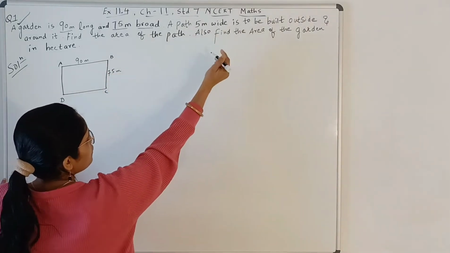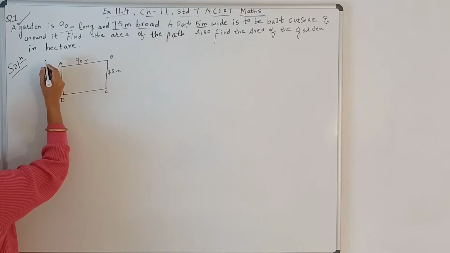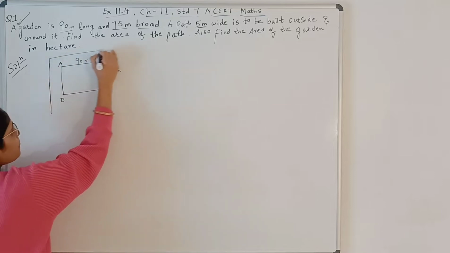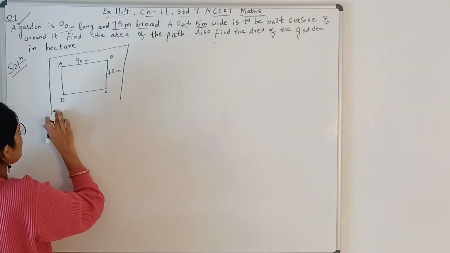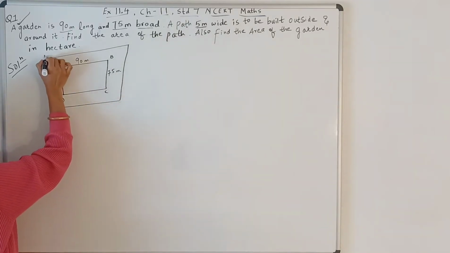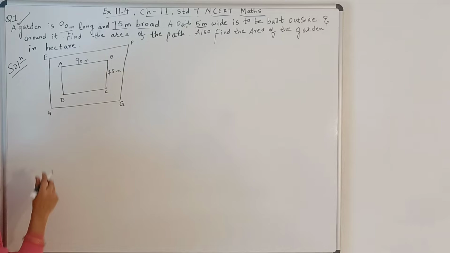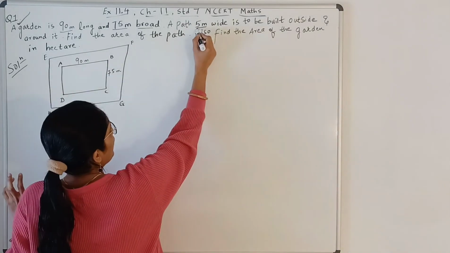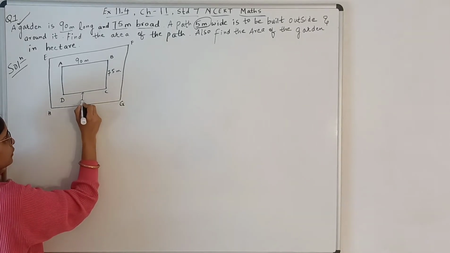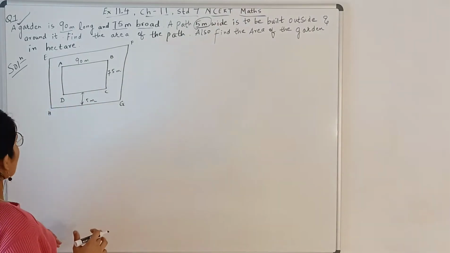A path 5 meter wide is to be built outside and around it. So there is a path outside this garden. Suppose this is the path around the garden. Let us give names: E, F, G, H. So this is the path and this path is 5 meter wide. 5 meter wide means from here to here, the width is 5 meter. So based on this information we have two figures.